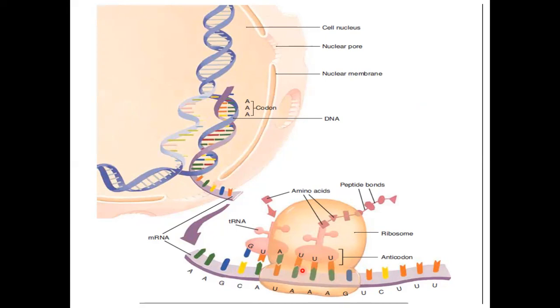What is the function of a ribosome? Ribosomes are the only organelles in the cell that will produce proteins. So their major function is protein synthesis. Like we can see here, these are amino acids: amino acid, amino acid, amino acid. Then this is what we call transfer RNA. Then that one is messenger RNA.